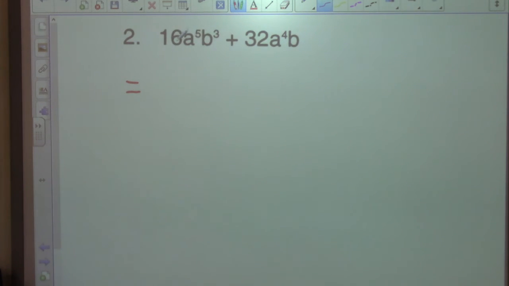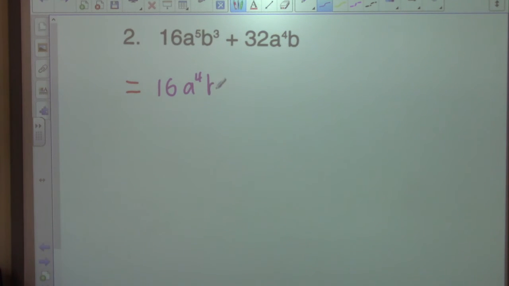Now between 16 and 32, what's going to be our greatest common factor between those two things? 16. Okay, so next we have a to the 5th and a to the 4th. What's our greatest common factor between those two things? It's going to be a to the 4th, because a to the 4th is a common factor of this, and it's this whole thing here, right? Now between b cubed and b, what's our greatest common factor between those two things?